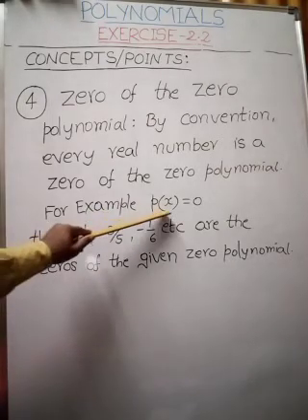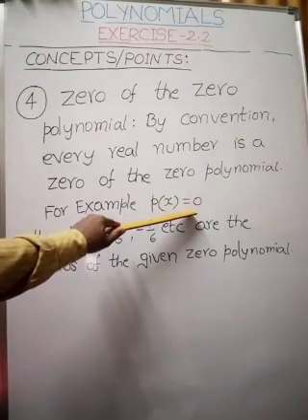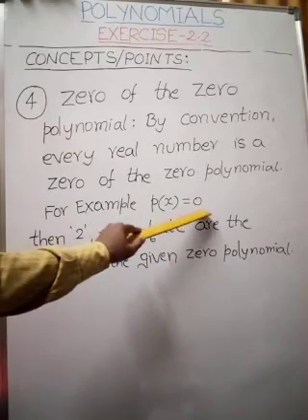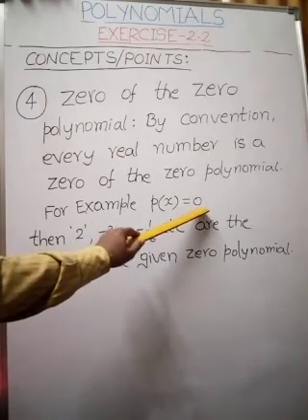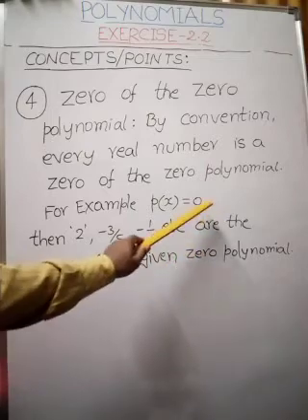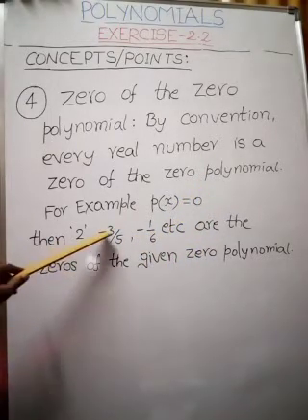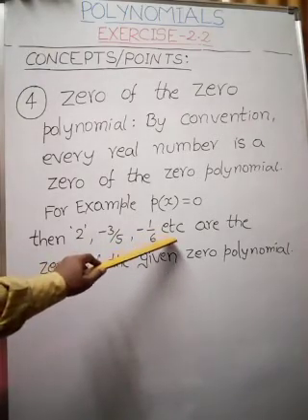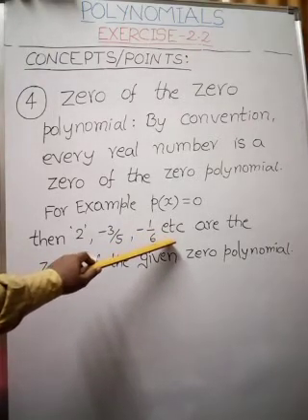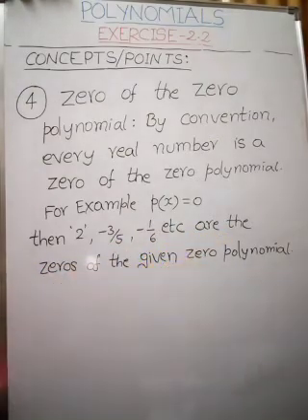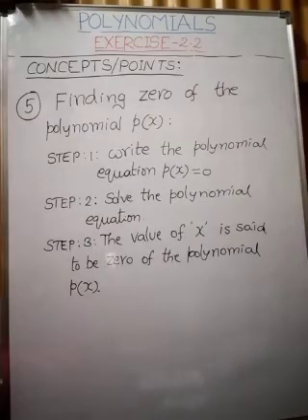For example, p of x is equal to 0. Don't confuse here, my dear children. This is not polynomial equation. This is given polynomial 0. Only one term, that too 0. Understood, my dear children? Then 2, minus 3 by 5, minus 1 by 6, etc. Any real number is said to be zeros of the given zero polynomial. Is it clear, my dear children? Right.